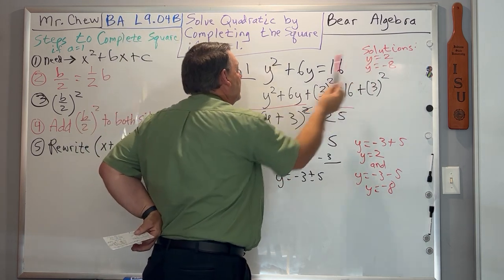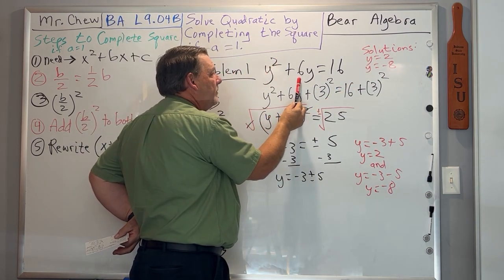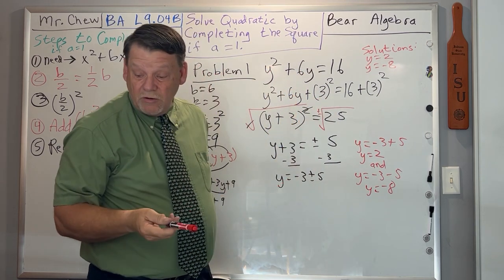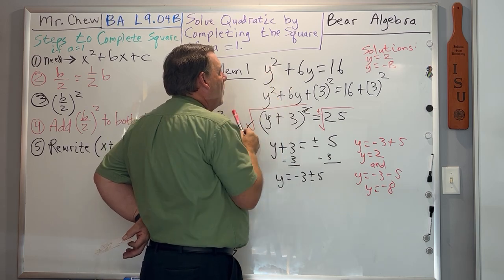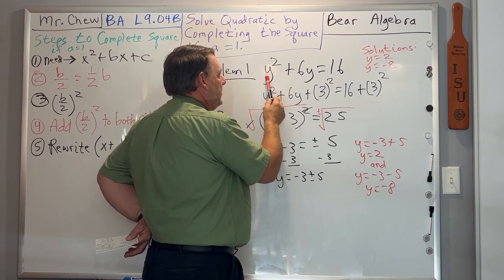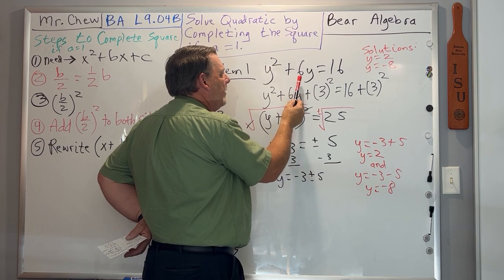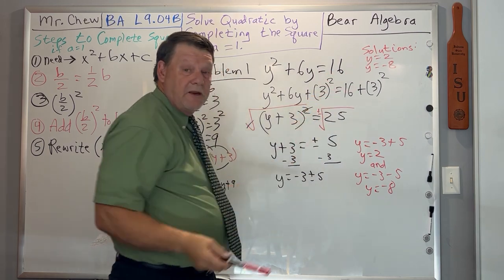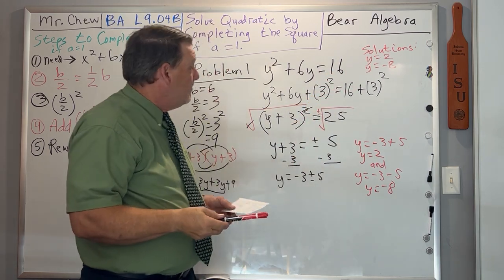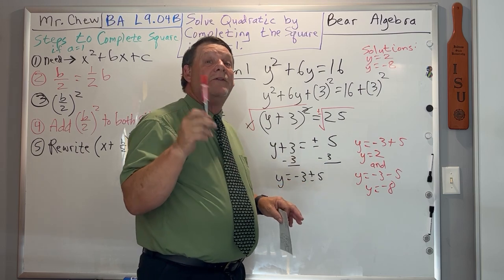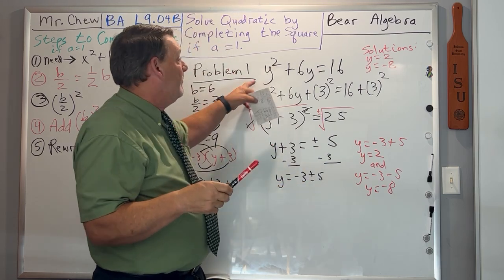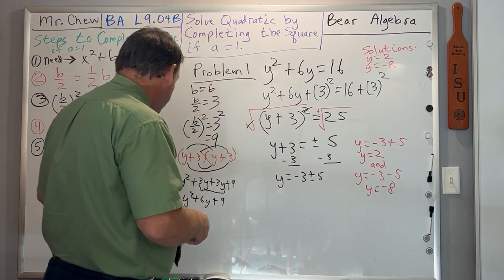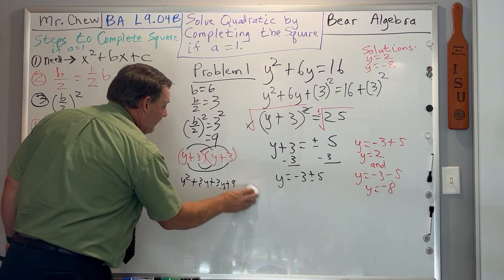Plug them in and see if that's true. 2 squared is 4, plus 2 times 6 is 12. 4 plus 12 is 16. That worked. -8 squared is 64, plus 8 times -8 is -48. 64 plus -48 is 16. But what does that mean graphically? That means that is the points on the x-axis where the graph of this quadratic crosses. Okay, so there was problem 1. Now problem 2 should be a little bit faster.